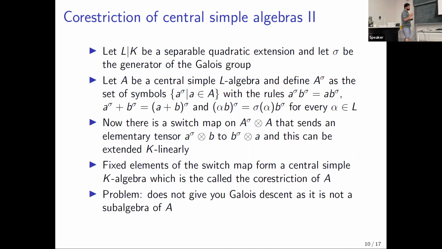I'm not great on time, so I will just briefly explain the main idea here. The idea is to increase the dimension. This corestriction will be a central simple K-algebra which lives in A^σ tensored with A, as a K-subalgebra, and A^σ is just a conjugate algebra of A, where you conjugate every structure constant, and you use certain invariants. But anyway, the main takeaway here is that this is a central simple K-algebra, but has much bigger dimension than the original algebra that I started with.